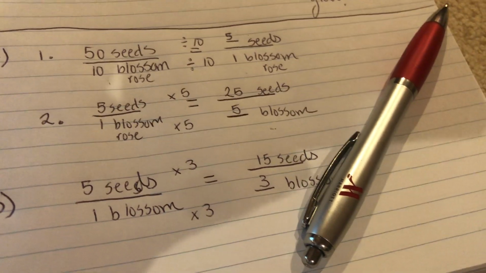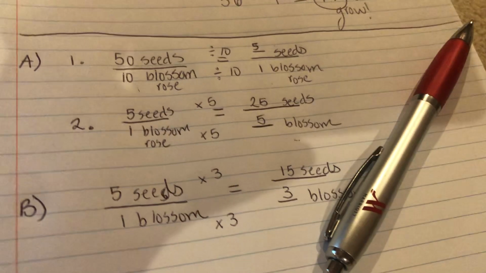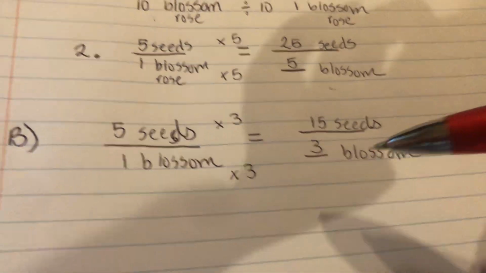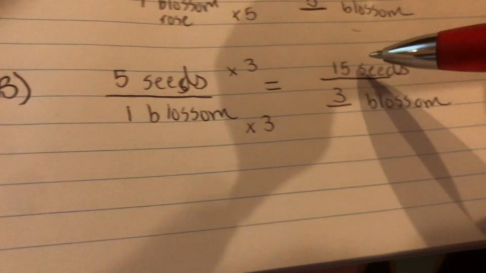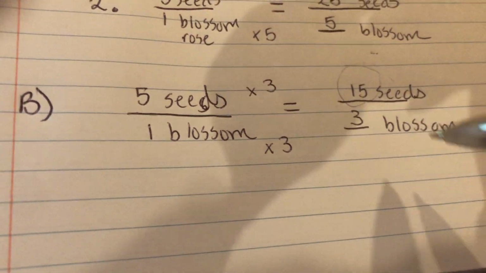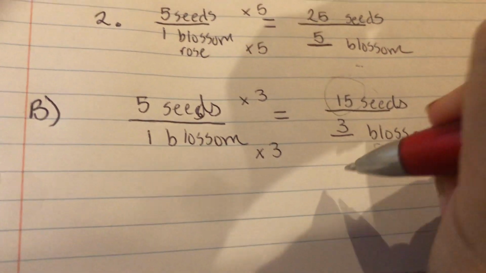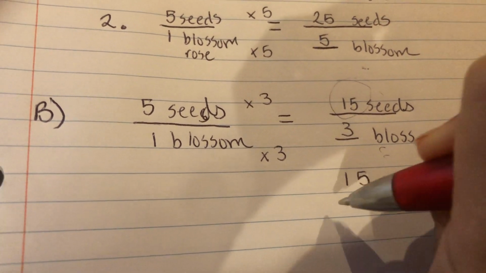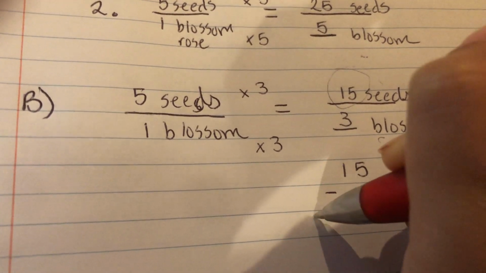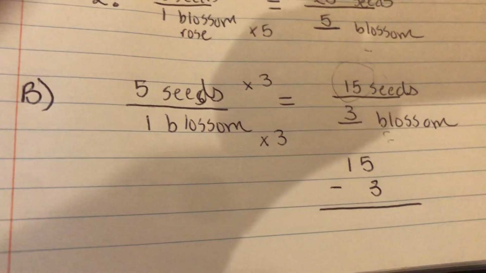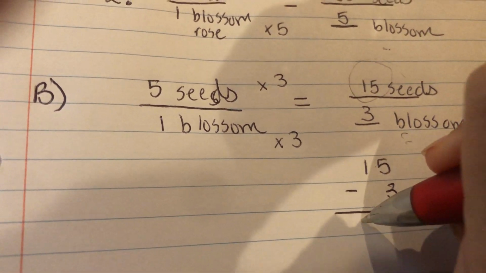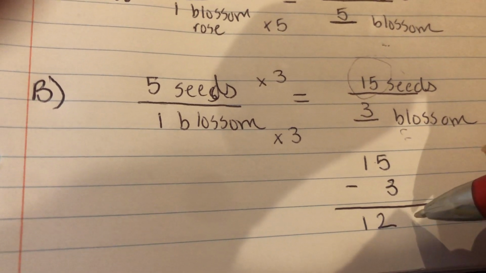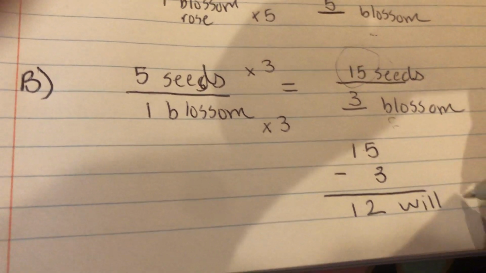Again, don't be tricked, right? Because what that's saying is how many will. We need to figure out how many will not. So if there's a total of 15 seeds, 3 roses will blossom. We want to figure out how many will not. Again, we want to know how much is left over. So we subtract, and 15 minus 3 is 12. So 12 will not blossom.